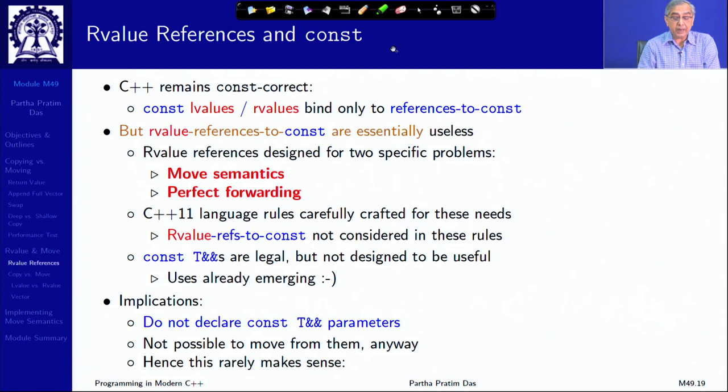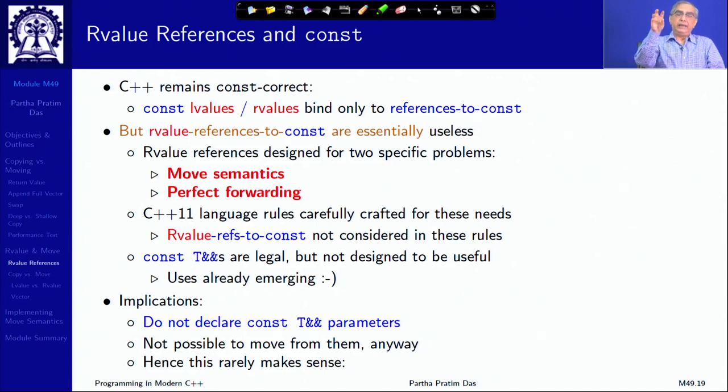Now, the question is what about constness? The const L value or R value bind only to references to const, but R value references to const are essentially useless. Why? Because why did we identify R value? Because we should be able to move.